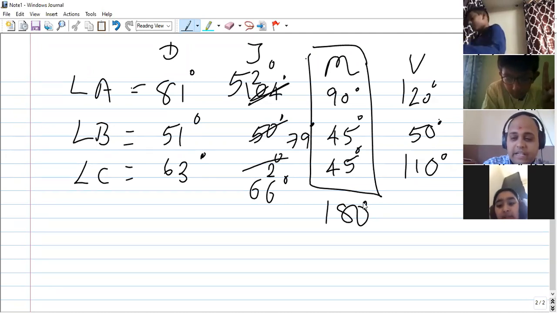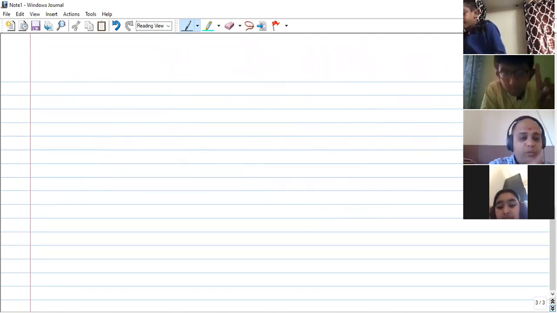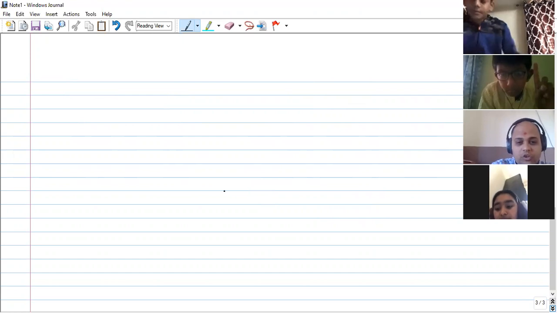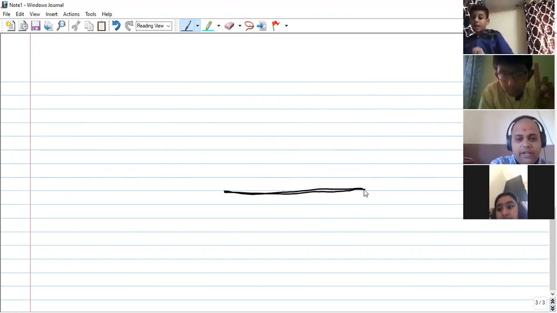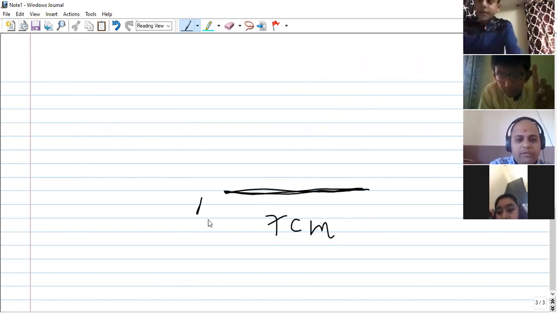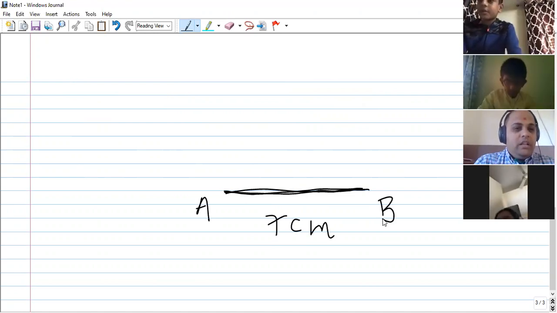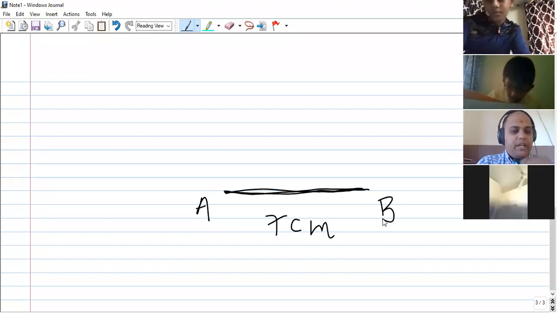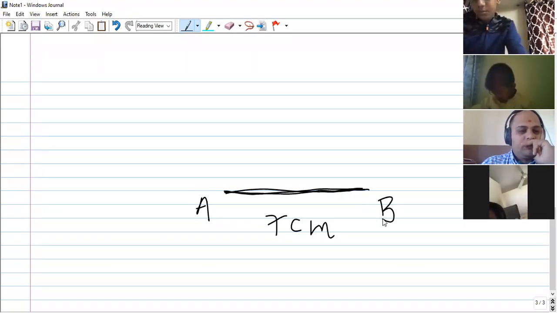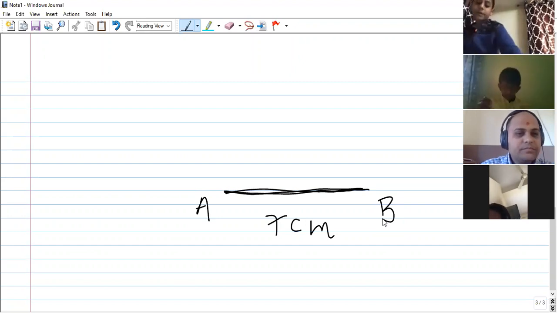Just a second. I want you to do this. First, draw a straight line, say 7 centimeters. Come on, everyone, do it. Line segment AB. Draw line segment AB. Come on. Have you done it? Yes.